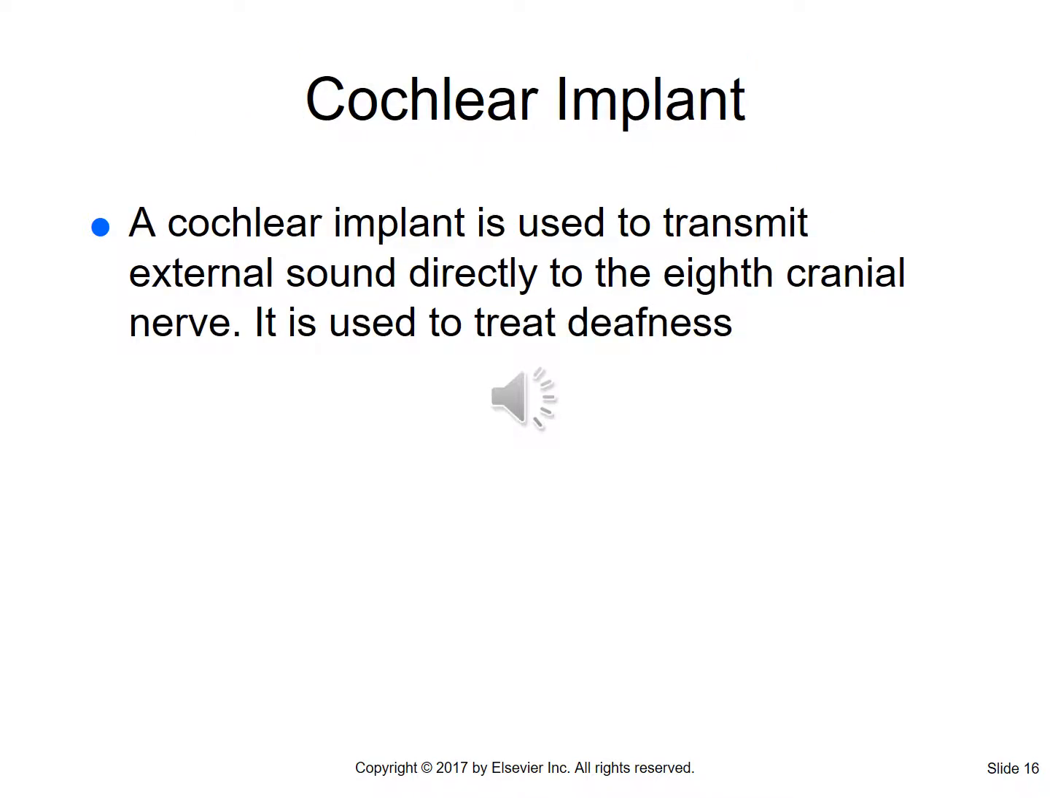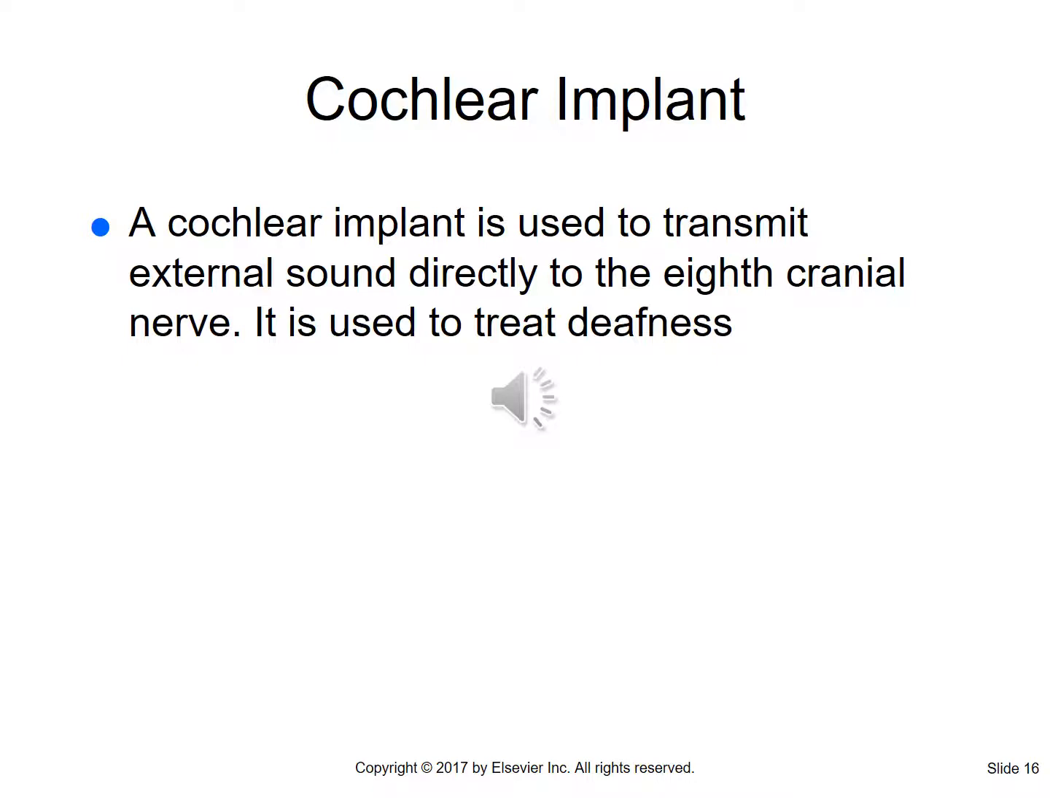We talked about hearing loss at the beginning of this lecture. Sensorineural deafness is severe. It's permanent. As time has gone by, we have gotten better with technology, and patients who have been born deaf or lost their hearing at an early age can be candidates for what we call a cochlear implant. It's placed in the patient and used to transmit external sound, when we talk, directly to the eighth cranial nerve. So it's used to treat deafness.